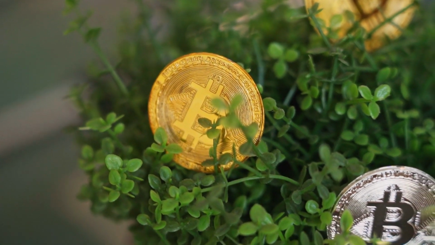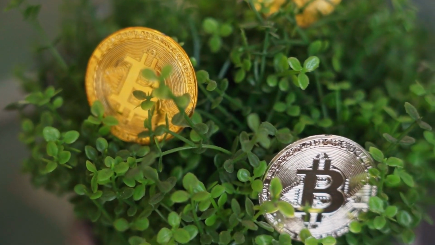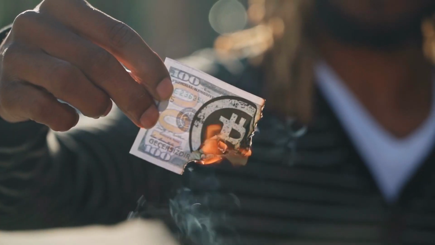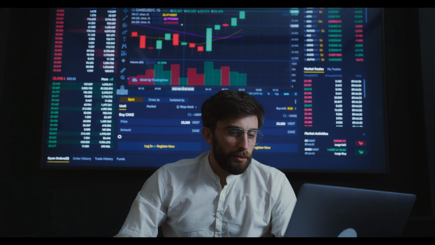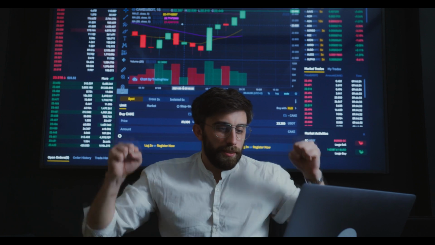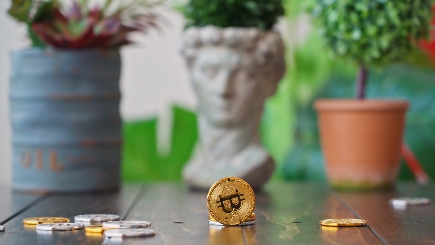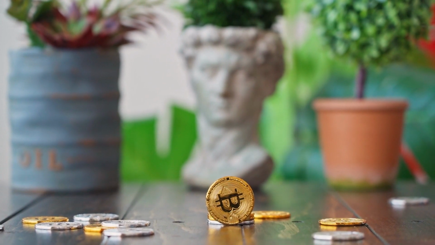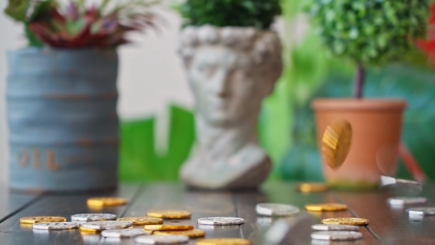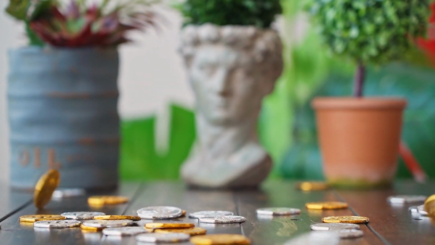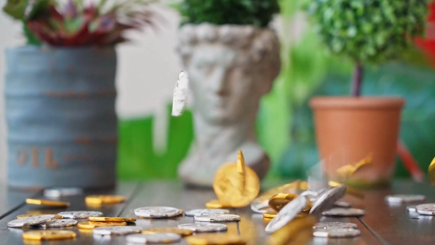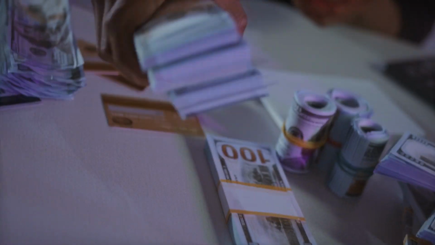Another way to earn money on cryptocurrency exchanges is through arbitrage. This involves buying a cryptocurrency on one exchange where it is priced lower and selling it on another exchange where it is priced higher. This can be a profitable strategy, but it requires quick and efficient execution to take advantage of price differences. Many cryptocurrency exchanges also offer margin trading, which allows users to borrow funds to trade with leverage. This can amplify potential gains but also increases the risk of losses.